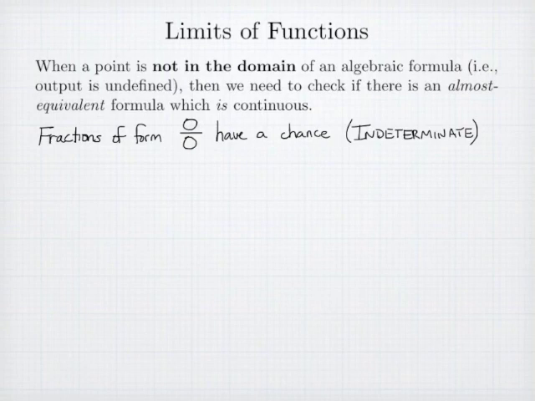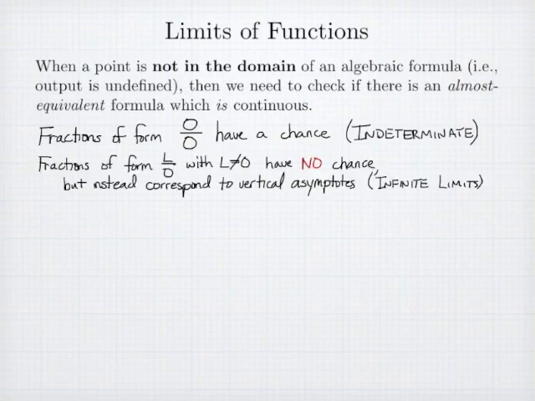When you evaluate the function and you find that the formula looks like 0 over 0, it has a chance of being rewritten. We call such limits indeterminate form. When you evaluate a fraction and it has a form L over 0, where the numerator is non-zero, there's absolutely no chance that you can find a new function. Instead, this corresponds to a spot where the function has a vertical asymptote, which means we have an infinite limit.